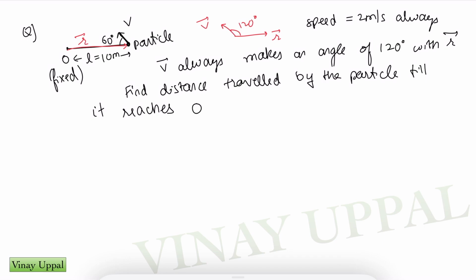Alright, so if I want to calculate the distance, then because I know the speed, which is a constant, all I need is the time taken for the particle to go to point O. Then I can just multiply the speed and the time to get the distance. So in order to get the time to reach O, let us just first visualize what kind of a motion this is going to be.